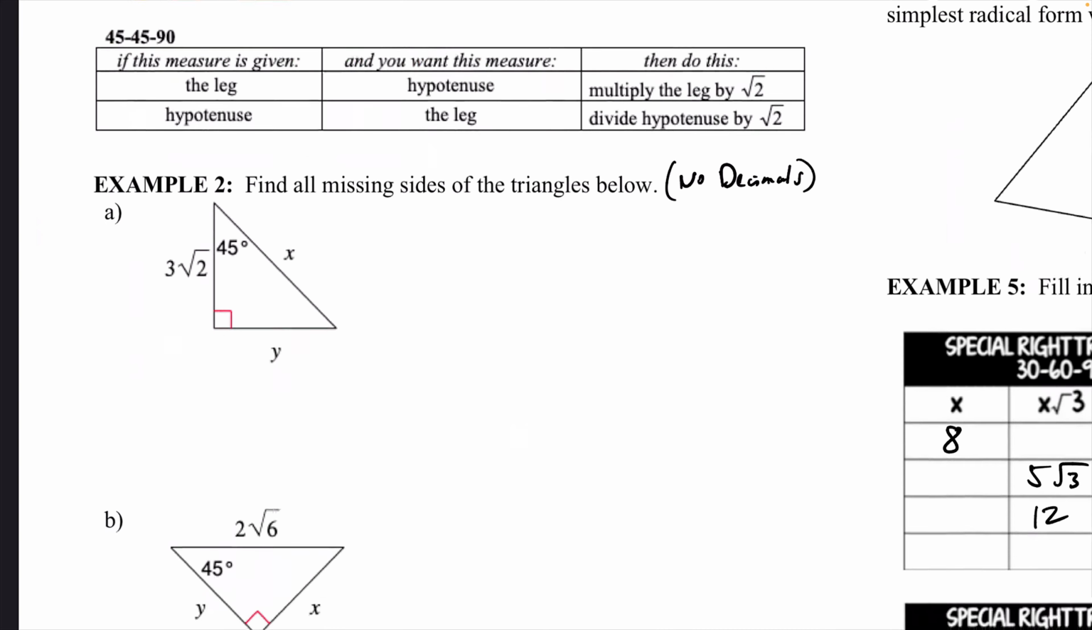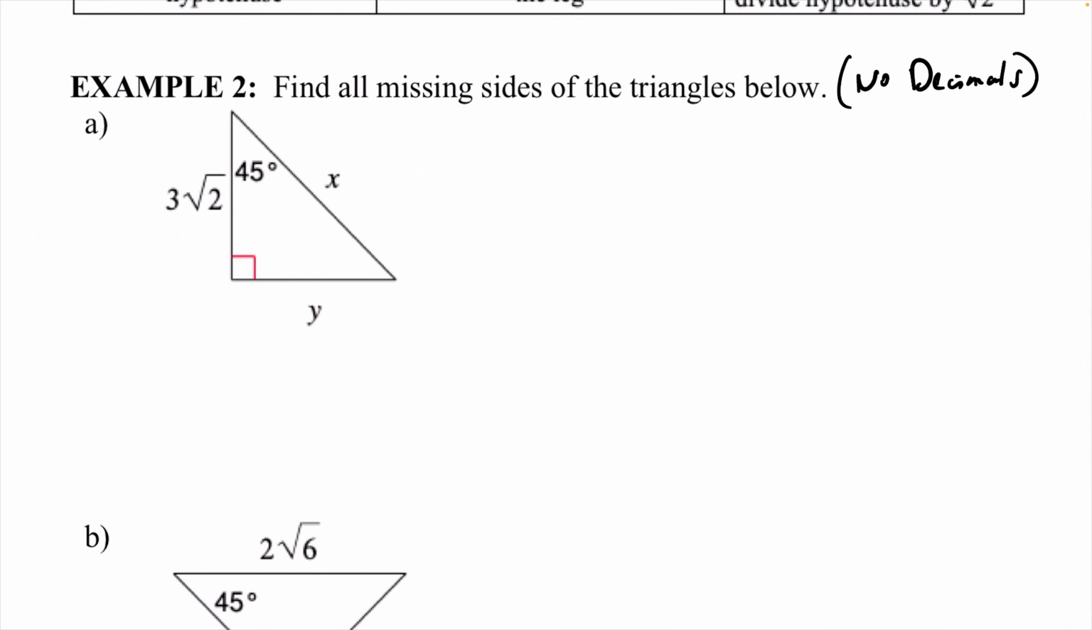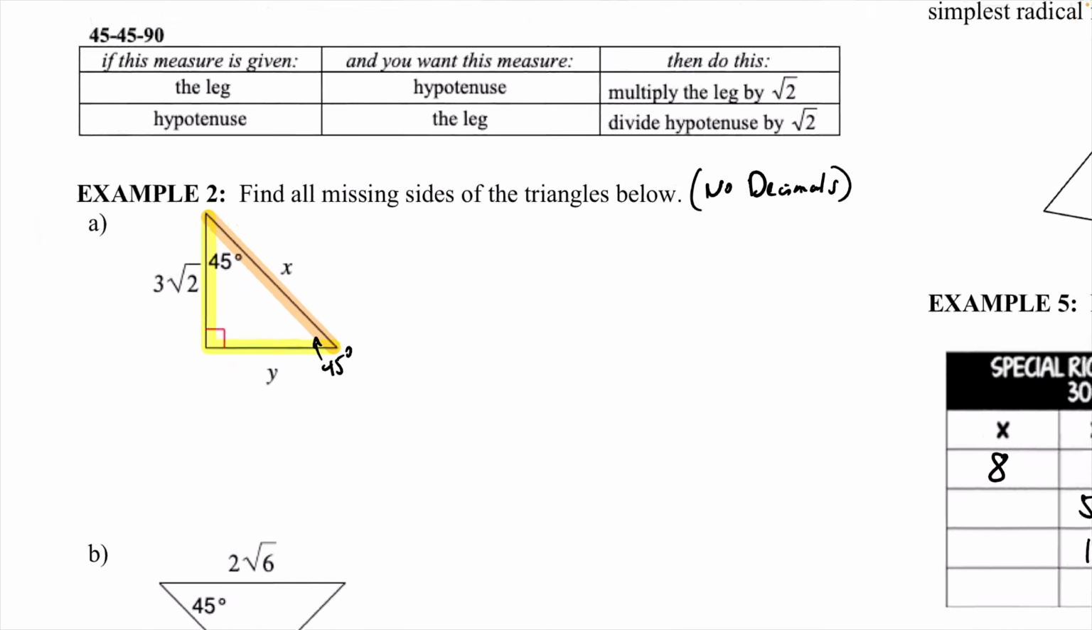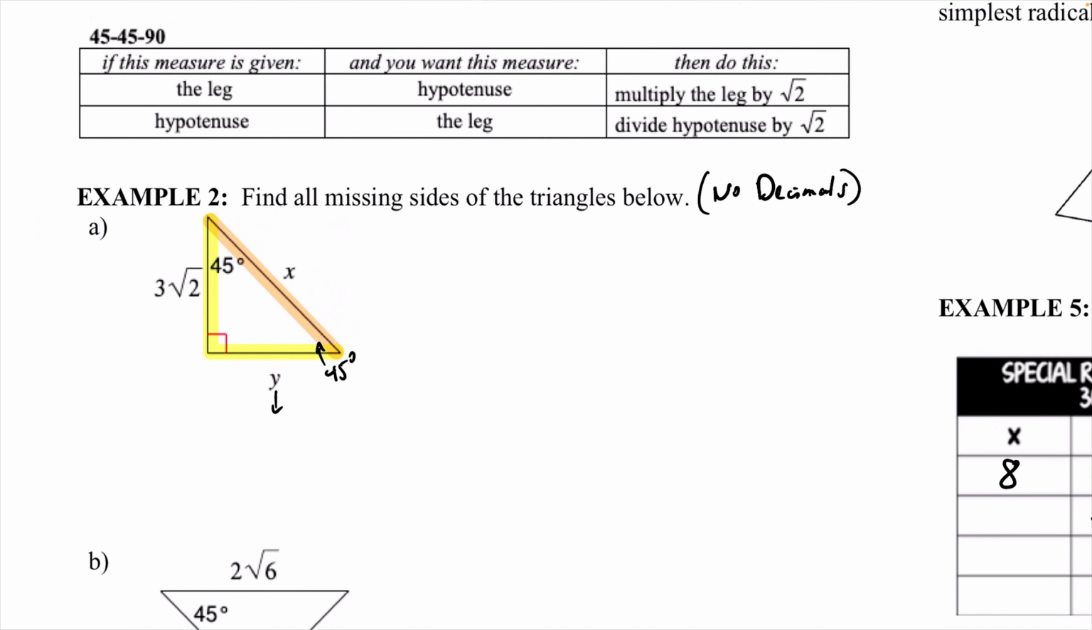Okay, so let's go to 2a. Is it a 45, 45, 90? Yes, this one has to be 45. X and Y. So first of all, what's given? Is it a leg or is it a hypotenuse? A leg, right? We got a leg. So the legs are both the same for these guys. The hypotenuse is the one that's different. So if I have a leg, the other leg is exactly the same.